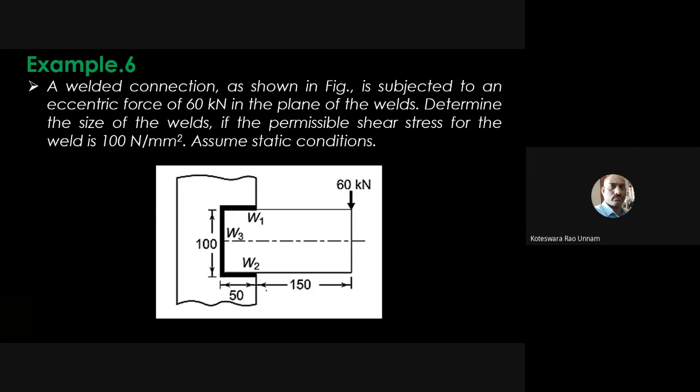So assume all dimensions are in mm. Even though he has not mentioned it here, these dimensions are in mm. So 50, 100, 150. Even this is also going to be 50 only. So this 50 plus 100 plus 50 will give 200 into T, which is going to be the area of the weld. That's it. So load by area, I got the primary shear stress.